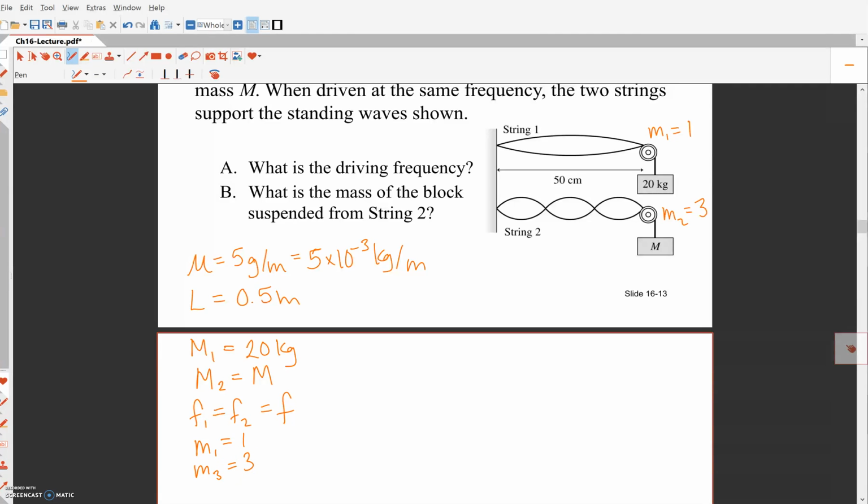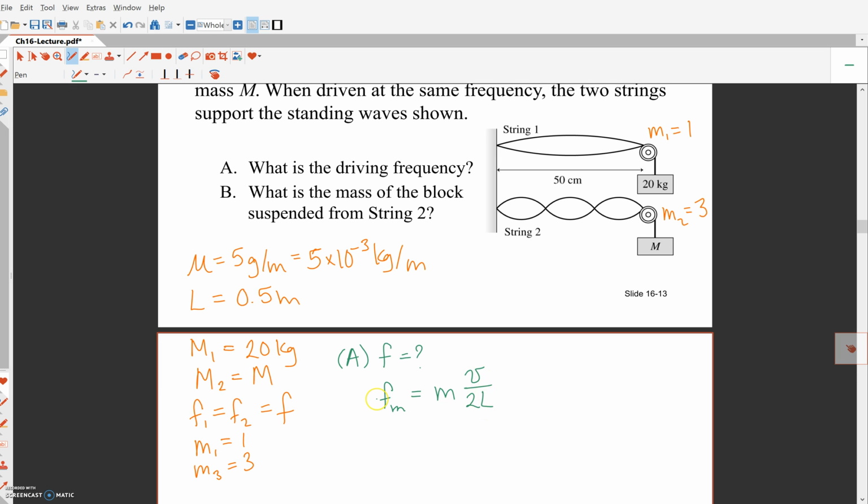Okay, so part A, what is the driving frequency? I'm not sure if you can see the orange well. So A is asking, what is f, the driving frequency? Well, I can find that because the frequency at which my string oscillates is related to the mode number. So here's my mode number m times the speed of the wave on the string divided by twice the length.